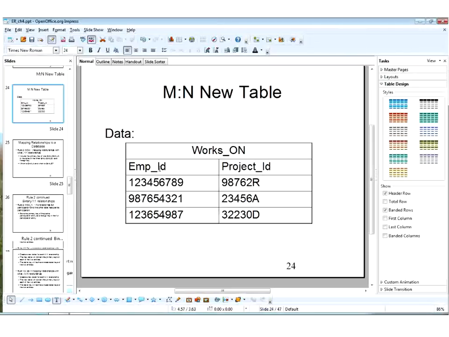So there you go. There's our new table, EmpID and project ID. So that's how we relate the two. And really, these probably should be underlined. I always like to show primary keys as being underlined. That way I know.